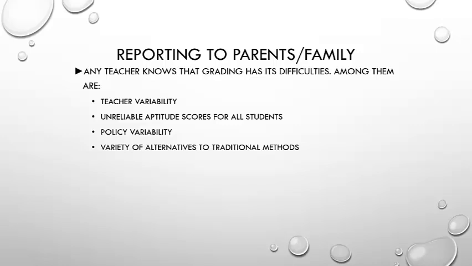Okay. Unreliable aptitude scores for all students, policy variability, variety and alternatives to traditional methods. All these things are issues that come up when talking with parents about teachers' grades and why some grades are different, because, and this is really primarily in schools that have multiple sections of the same subject. How do you deal with that? What are the root causes of it? And then, like I said, as a principal, how do you deal with that? You work with your teachers to get through that.